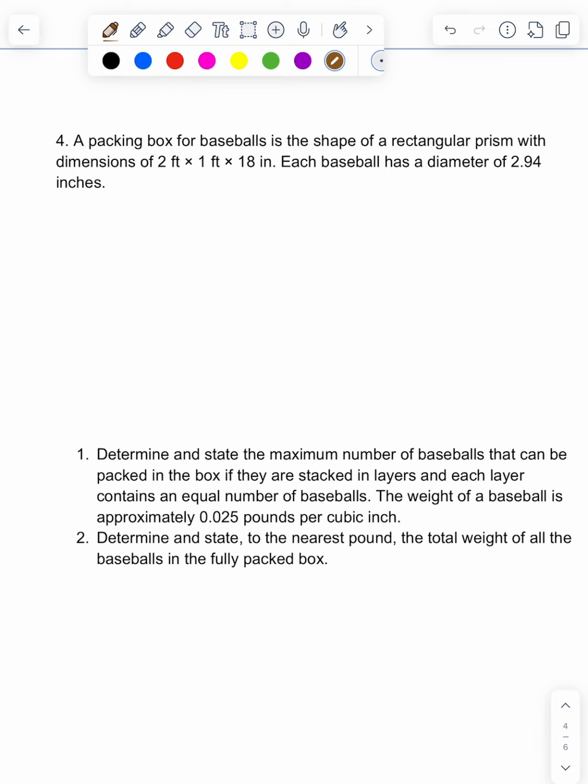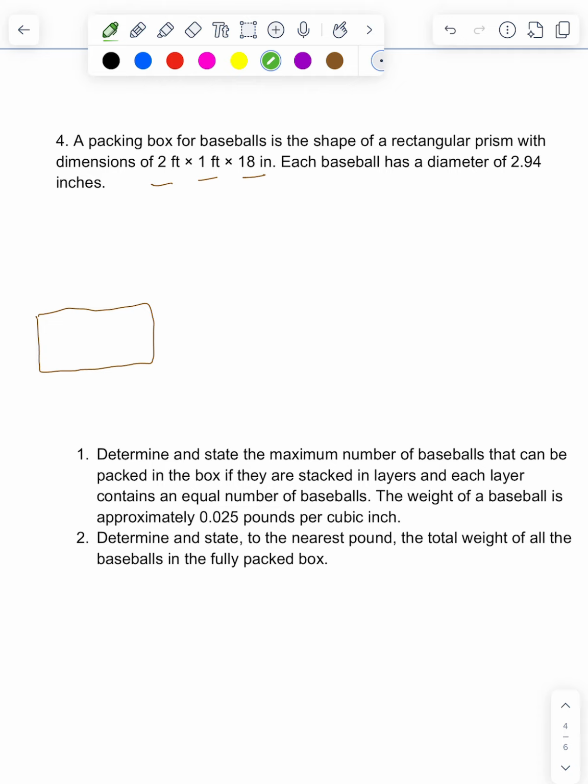So we have a rectangular prism. I can't draw that, so I'm going to draw a flat rectangle. Sorry about that. And it has the dimensions 2 feet, 1 feet, and 18 inches. I hope that you realized that 2 of the dimensions are in feet and 1 of them is in inches. So we're going to have to convert either all to feet or all to inches.